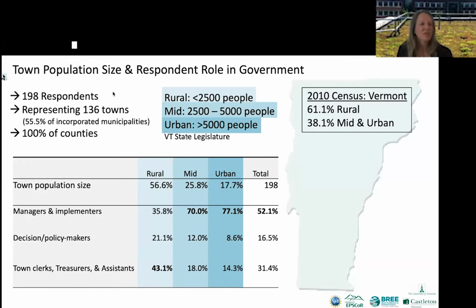And a couple of things that are important to notice: of the 198 respondents representing 136 towns and someone from every county, in the rural small towns, a lot of times the person responding to the survey or people responding to the survey were town clerks or treasurers or some sort of town assistant, whereas there are more likely in the mid and urban sized population towns to be decision maker level or managers or implementers. So people that might actually deal on a day-to-day basis with stormwater or planning or land use or something along those lines.